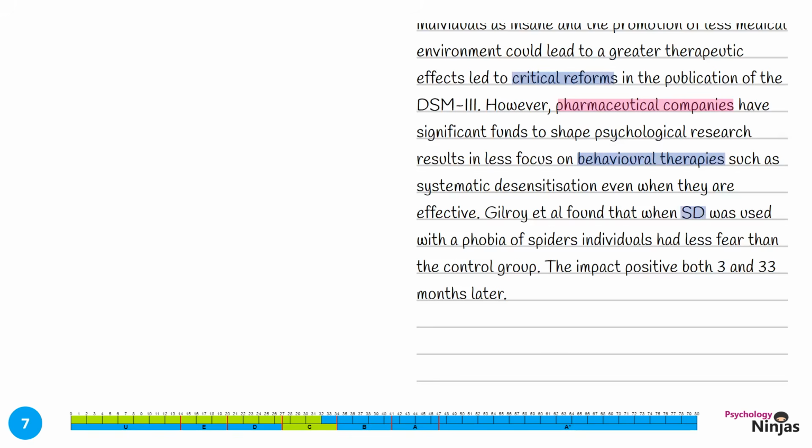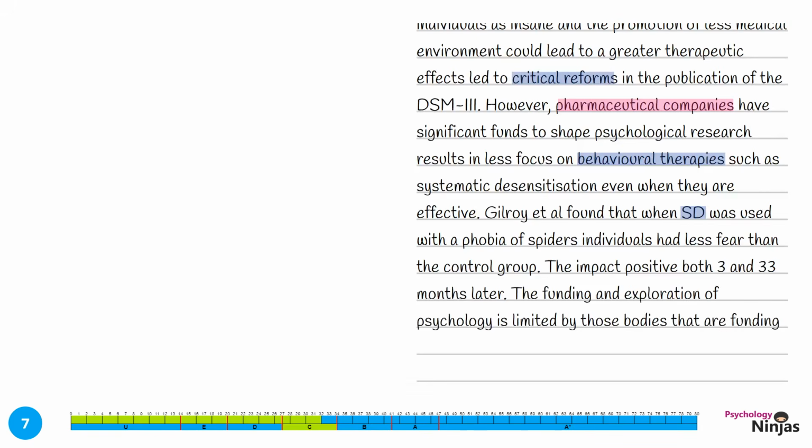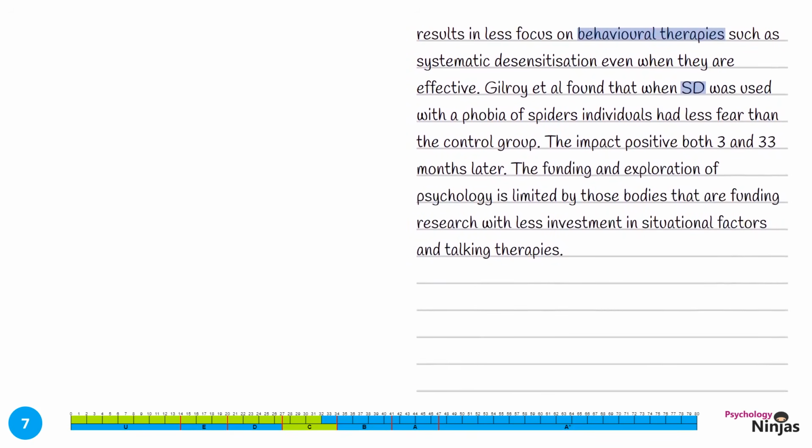We then clearly outlined systematic desensitisation as a therapy developed from Watson and Rayner's research, and that it has a positive impact on phobias. Let's complete this evaluation paragraph with a judgment. The funding and exploration of psychology is limited by those bodies that are funding research, with less investment in situational factors and talking therapies. We've clearly identified that both the focus of Watson and Rayner and Rosenhan's study may have less investment from those organisations that have a significant funding power in psychological research.